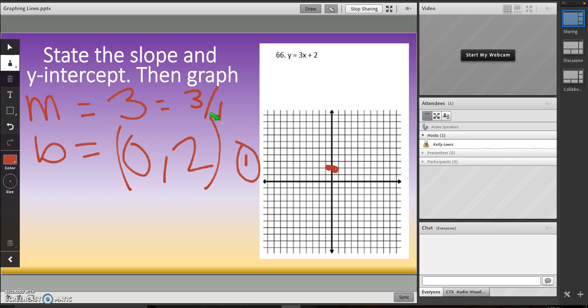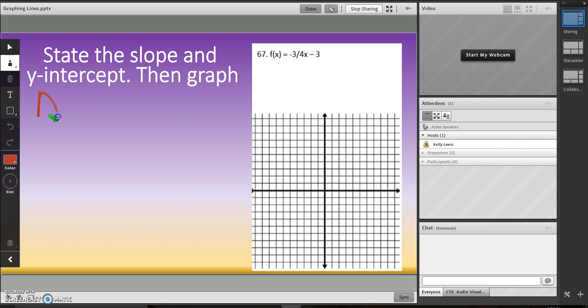So from that spot, we're going to go up 3, and we went up 3 because he's positive, and then we always go right. So right there, and then we go up 3, right 1, up 3, right 1, and then we connect the dots. And that's all there is to graphing a line. Let's do another one just like it.